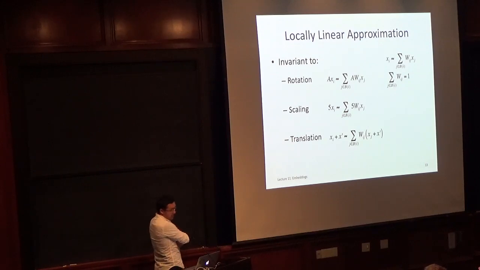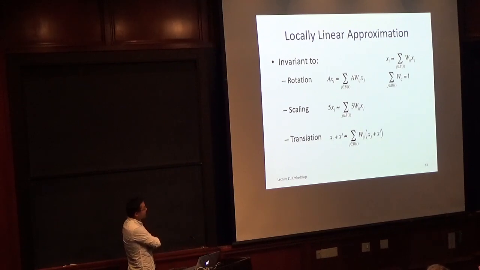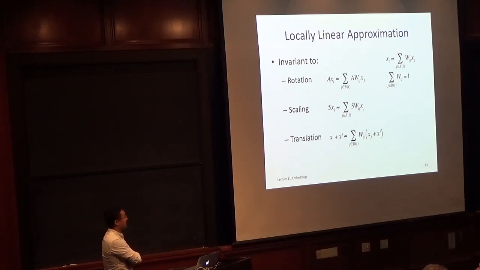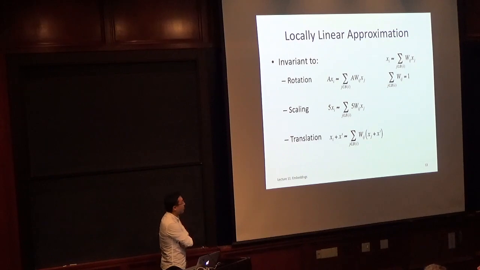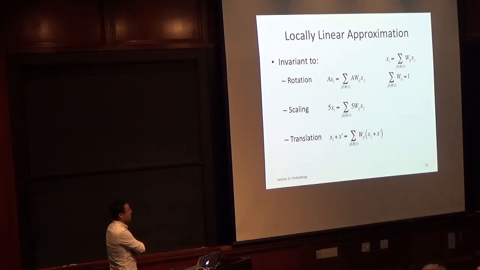What are some interesting properties of this local linear approximation? Well, it's invariant to rotation. If I have a rotation matrix A, it doesn't change the solution W. It's invariant to scaling. If I scale all my data points by a factor of 5, it doesn't change the W that I estimate. It's invariant to translation. If I shift all the data points with an additive shift x prime, it doesn't change my relationship.